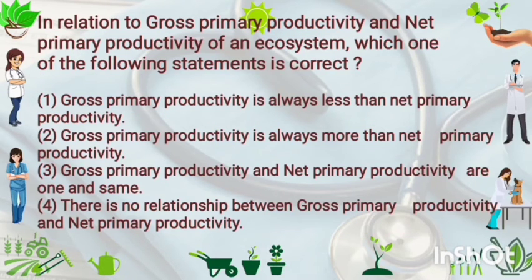In relation to gross primary productivity and net primary productivity of an ecosystem, which one of the following statements is correct? Gross primary productivity is always less than net primary productivity. Second option, gross primary productivity is always more than net primary productivity. Third option, gross primary productivity and net primary productivity are one and the same. Fourth option, there is no relationship between gross primary productivity and net primary productivity.